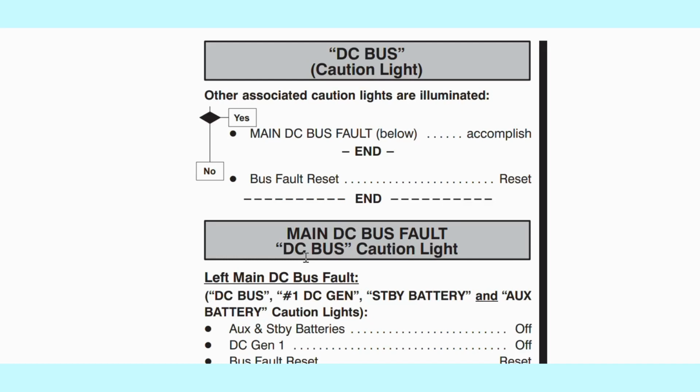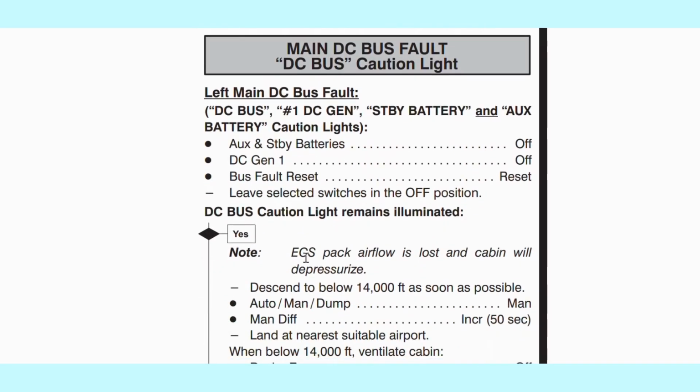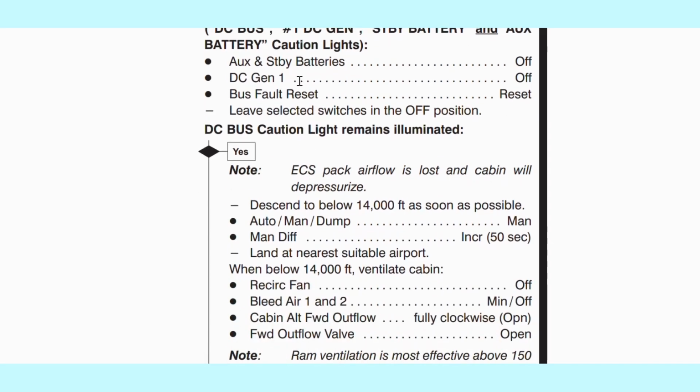In this one, main DC bus fault. Okay, so if it's a DC bus fault, you will have the DC bus caution light, and then if it's a left main DC bus, it will be number 1 DC Gen caution light, the standby battery caution light, and the aux battery caution lights, because these are according to left main feeder bus, according to the system's knowledge that you might have. Execute all these items the way it is, okay, and then once you've done it, you go to a yes and no area. Okay, so DC bus caution light remains illuminated.